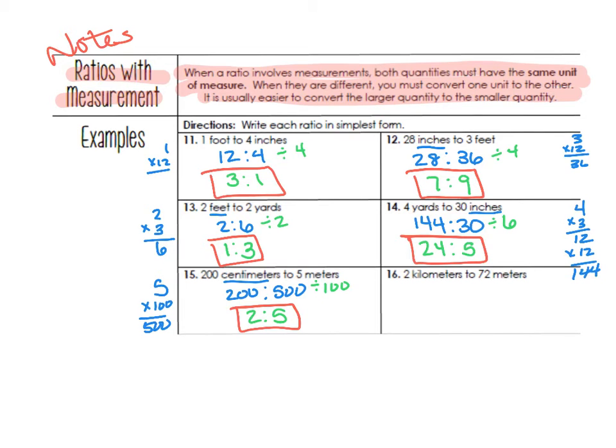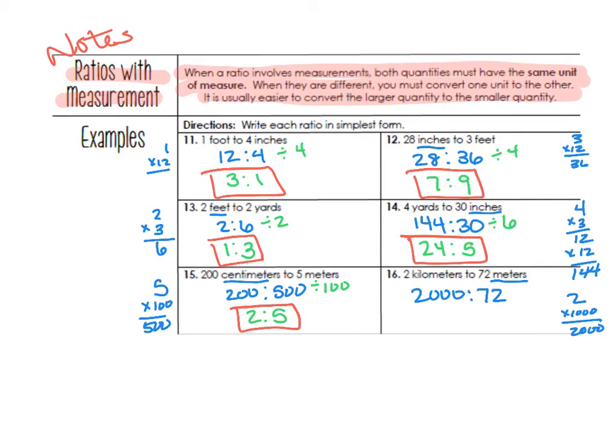Let's do number 16. Here we have kilometers and meters. Definitely going to go with meters. So I have 72. If you look at your conversion chart, it actually tells you how many meters are in a kilometer. So there's 1,000. So 2 kilometers times 1,000 meters. That gives me 2,000. There's our correct ratio. We need to simplify it.